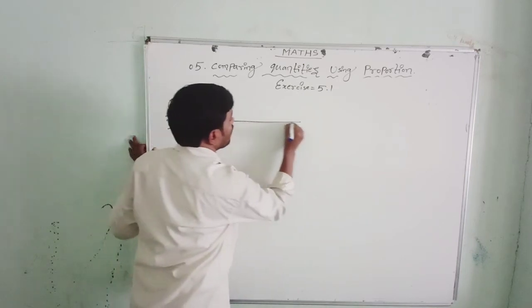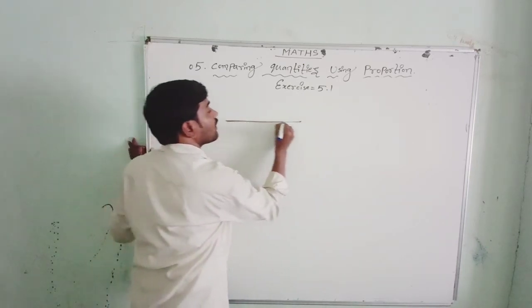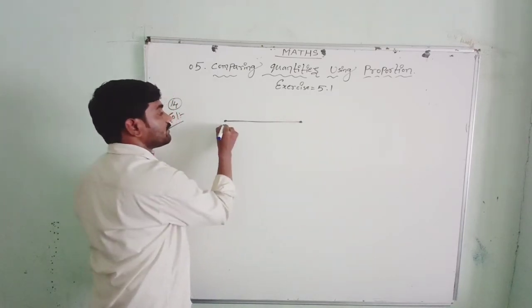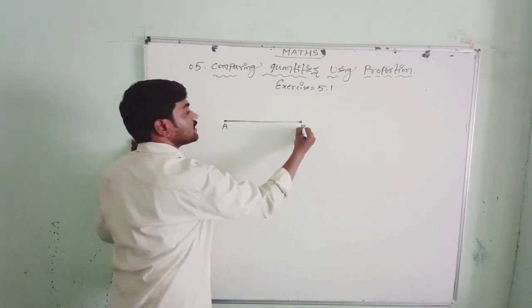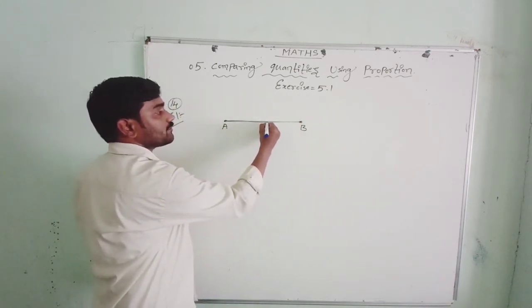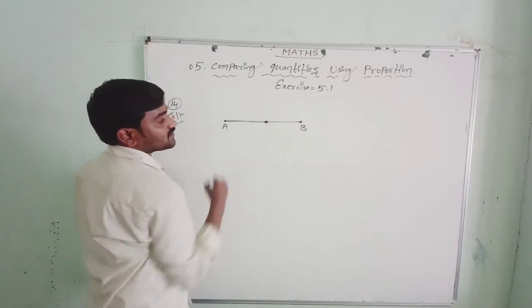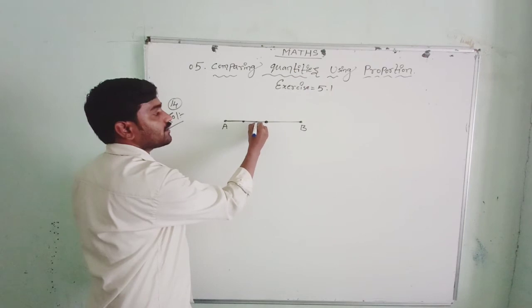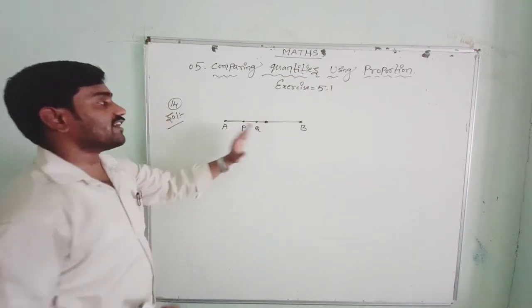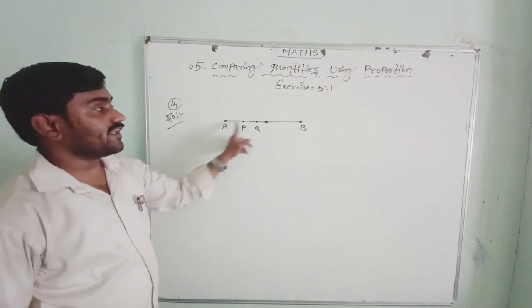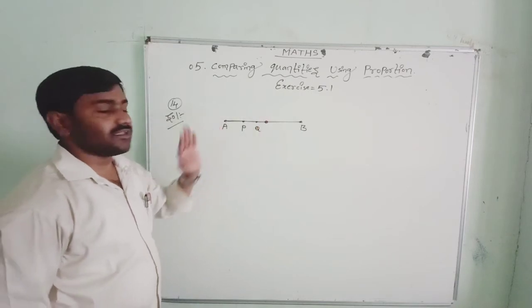There is one AB line segment. Here there is A and here there is B. It is the AB line segment. And suppose this is the midpoint. There are 2 points here, P and Q, on one side of the midpoint.